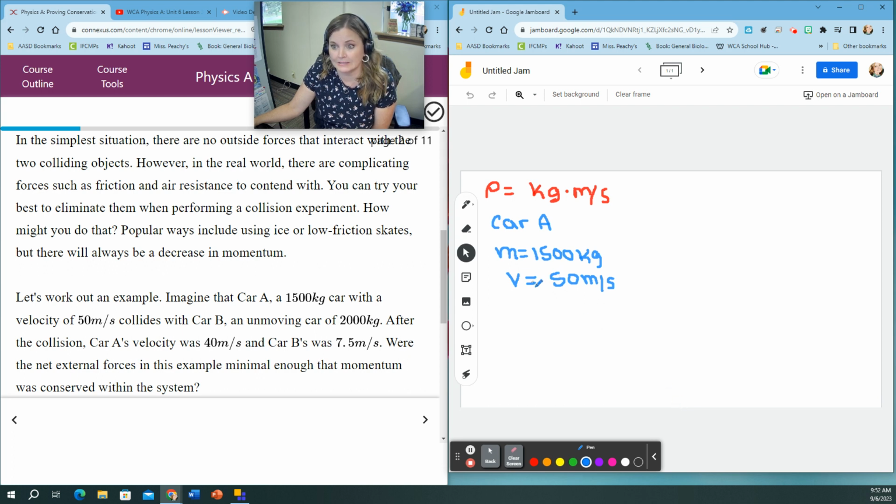So we can calculate the momentum of car A. Okay, so car A has a momentum of mass times velocity. I'm going to put a little sub A here to remind us this is for car A, okay? So that subscript just tells us which one. And we've got our momentum of car A. So 1,500 meters per second times 50. Oh, I'm sorry.